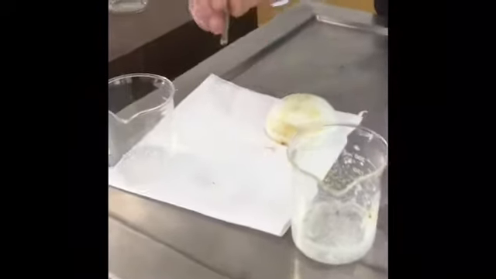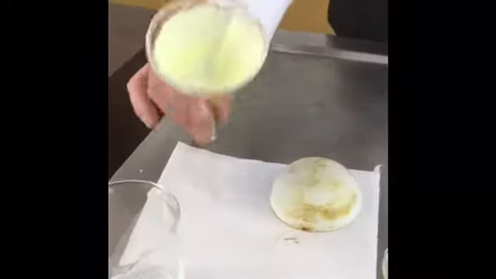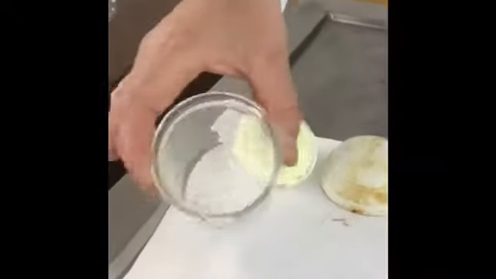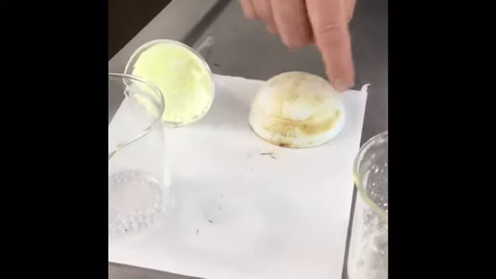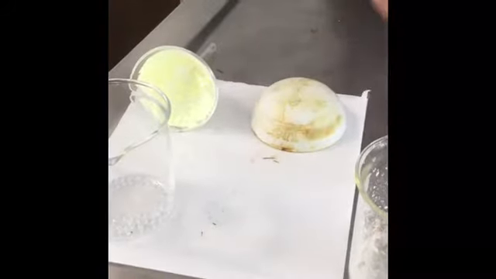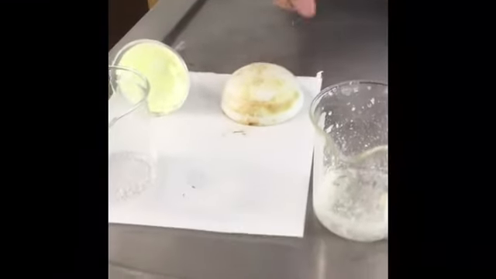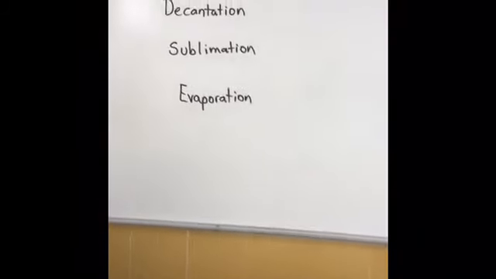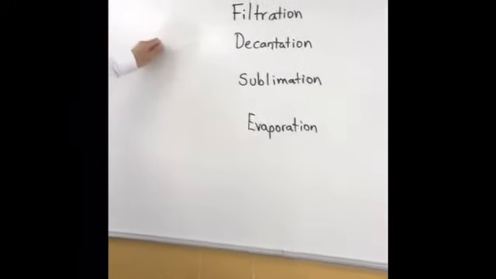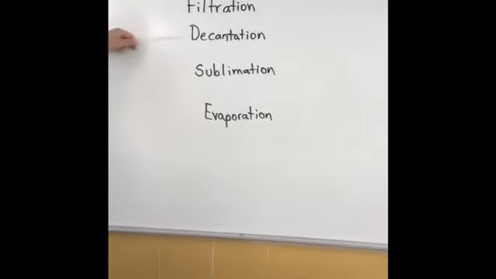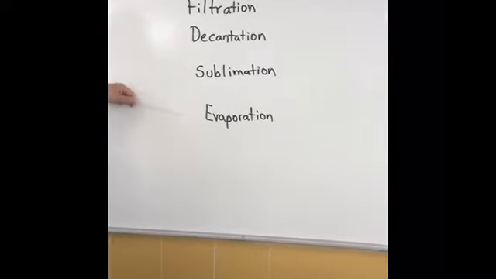And finally, I managed to separate all the ingredients of the mixture. Pure sulfur, glass particles, here is iodine, which you can appreciate as a brown substance, and sodium chloride. These are very important methods for separating mixtures. Pay attention, please. Four of the most common methods for separating mixtures are filtration, decantation, sublimation, and evaporation.